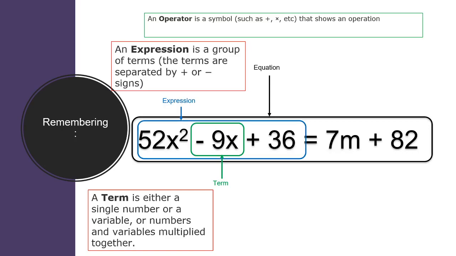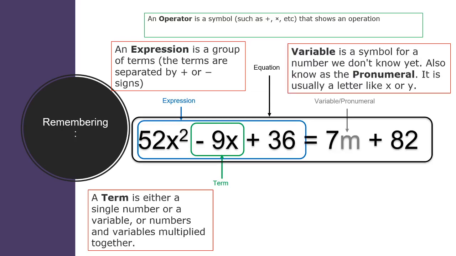Now, we have an expression. As we said before, the expressions are without the equal sign. So we have 52x squared minus 9x plus 36 is one expression. And on the right hand side, we also have 7m plus 82. We have variables. Variables are symbols that we don't yet know what the number is. They're also called pronumerals. So in this case, we have m, I've highlighted as our variable or pronumeral. And on the left hand side, we have x as a variable and pronumeral.